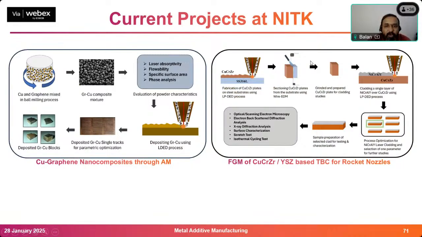So first we have SS. Over SS we have copper chromium zirconium. Now this is an intermetallic. Over the intermetallic we will put NiCrAlY. This is another material, a bond coat. On top of the bond coat we can directly use ceramic material. Like that we are doing one research, especially for rocket nozzles, that we are currently doing.